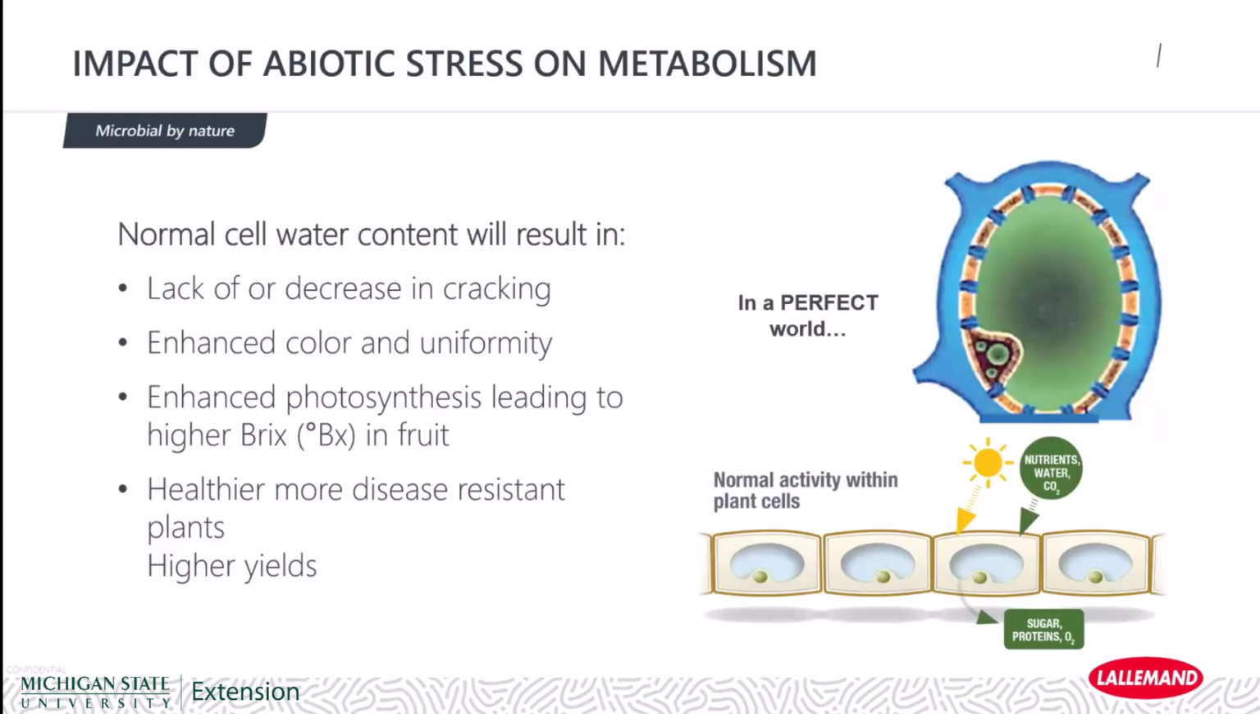In a perfect world, we have sunshine, nutrients, water, carbon dioxide, and your cells are performing as normal. They're getting water, carbon dioxide, and light in. They are putting sugar, proteins, and oxygen out. So they're conducting photosynthesis, there's a lack of cracking, we get good color and uniformity, a higher Brix index in the fruit, and you get healthier, more disease-resistant plants leading to higher yields and therefore higher profitability.